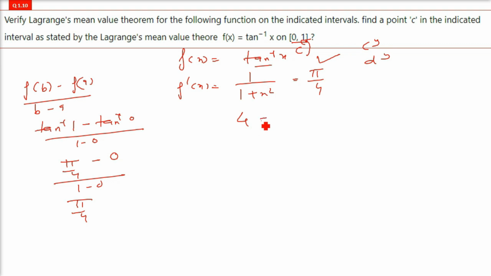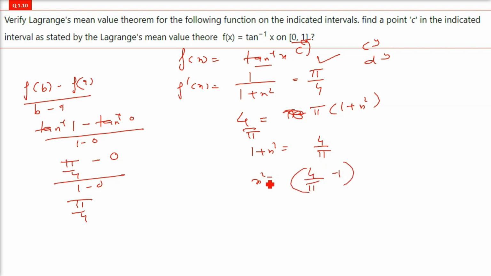So 4 equals pi plus pi x squared, or rather, let us take pi on the other side. It will be 4 by pi. So x square will be equal to 4 by pi minus 1, under root. You can take the under root, but since it is x square, as I just mentioned in the previous question, it has to be equal to plus or minus.